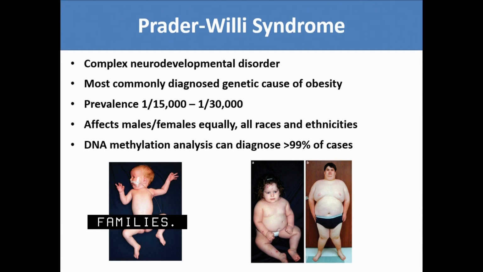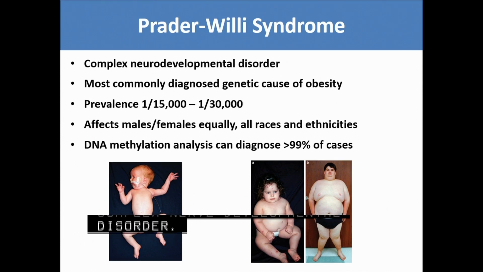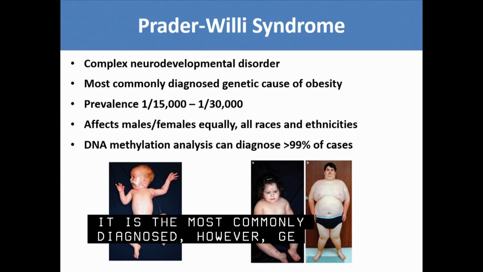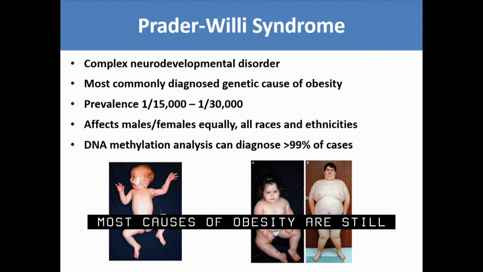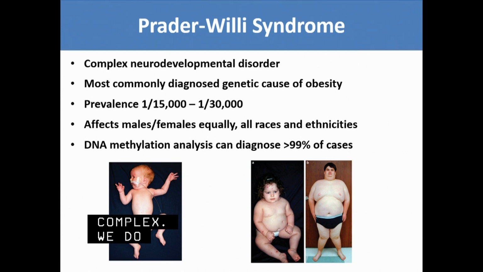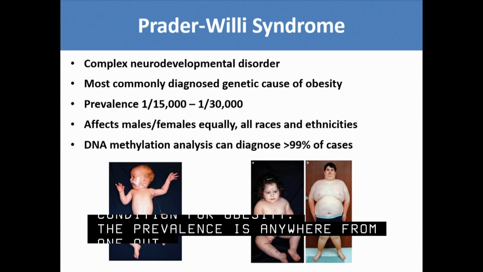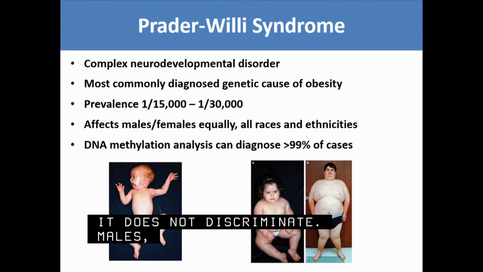So Prader-Willi syndrome is a complex neurodevelopmental disorder. It's the most commonly diagnosed, however, genetic cause of obesity. Most causes of obesity are still complex and being elucidated, although we do know many single gene defects. But Prader-Willi is diagnosed more than any other known genetic condition for obesity. The prevalence is anywhere from 1 out of 15,000 to 1 out of 30,000, and it doesn't discriminate. Males, females, equally, all races, all ethnicities across the world.